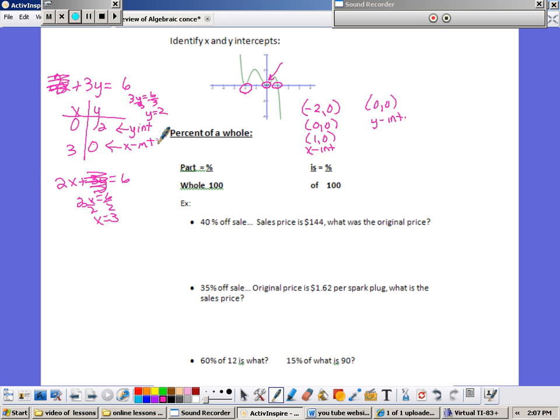So if I'm doing it from an equation, I use the cover-up. If I'm doing it from a graph, I look at where it crosses.